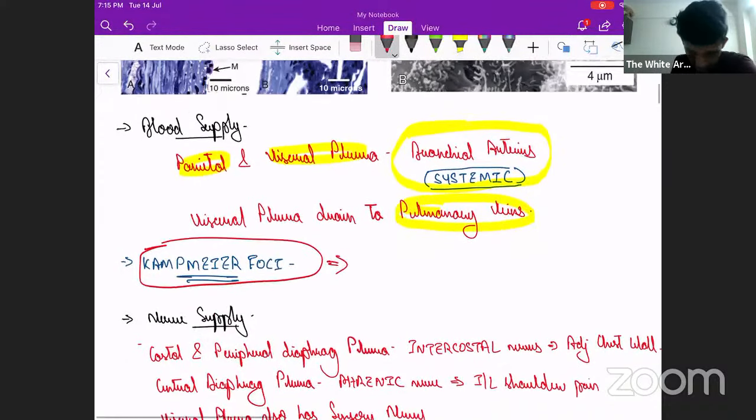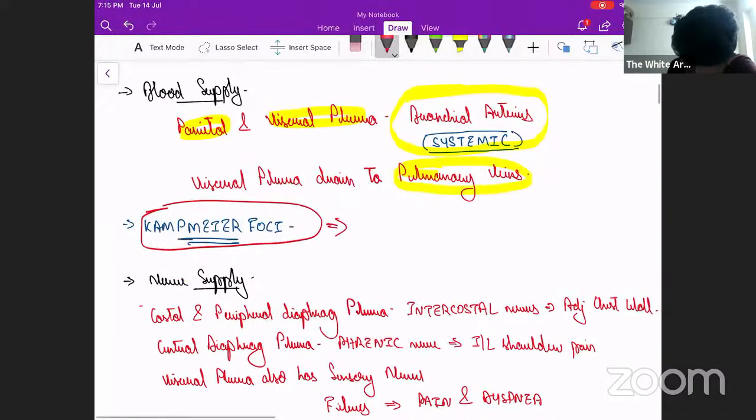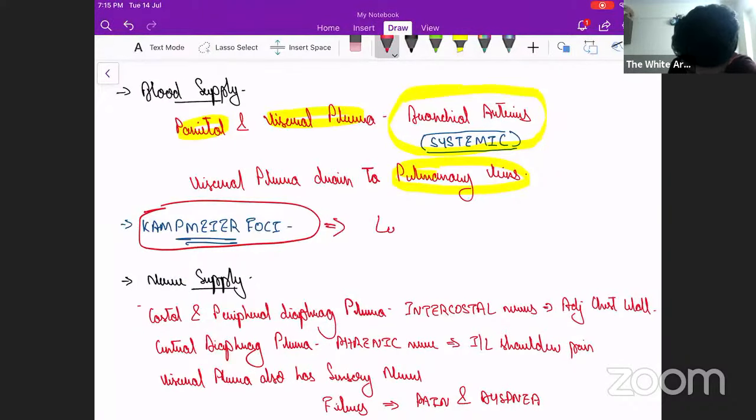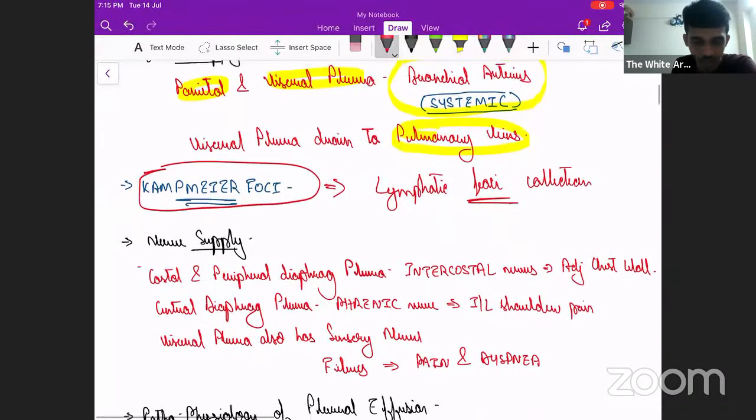So this is involved in the local defense. Beneath the parietal pleura, there is loose areolar connective tissue, and there will be a collection of lymphatic foci. This lymphatic foci collection is called Campmeyer foci. It is involved in local defense. So very important, Campmeyer foci. It's not yet been asked, but can be asked.